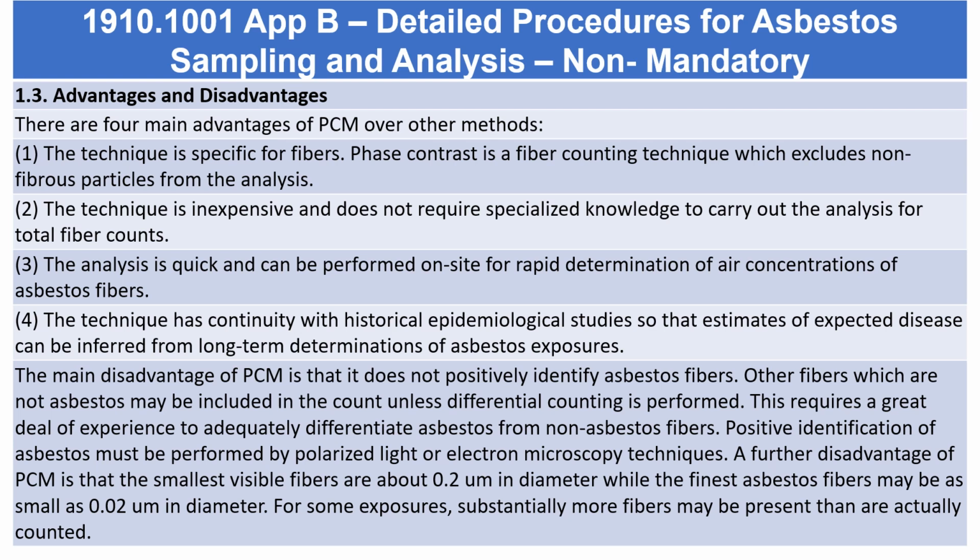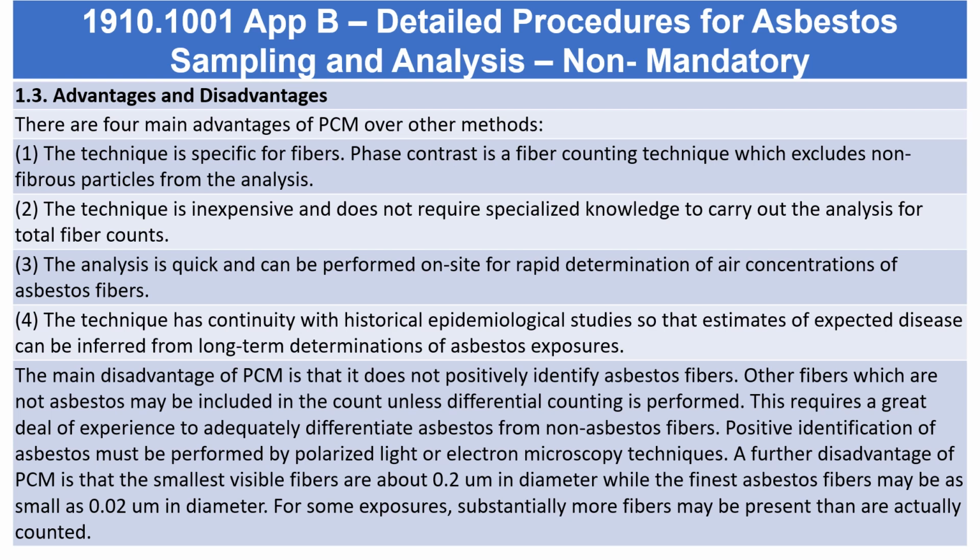Other fibers which are not asbestos may be included in the count unless differential counting is performed. This requires a great deal of experience to adequately differentiate asbestos from non-asbestos fibers. Positive identification of asbestos must be performed by polarized light or electron microscopy techniques.